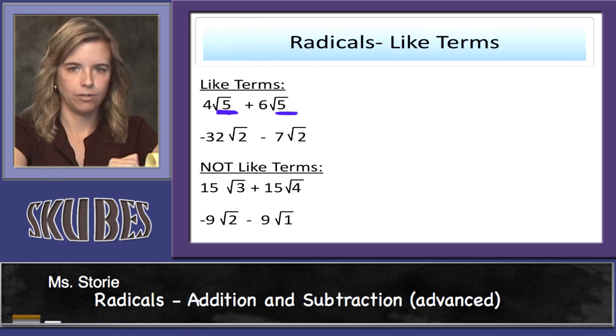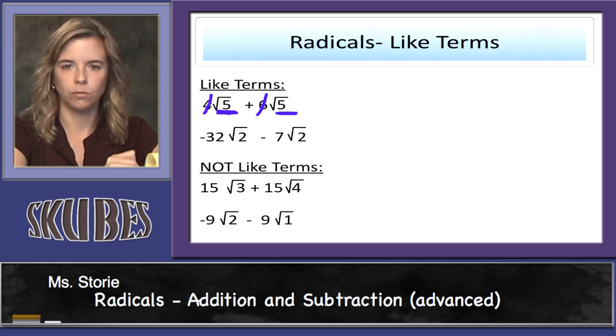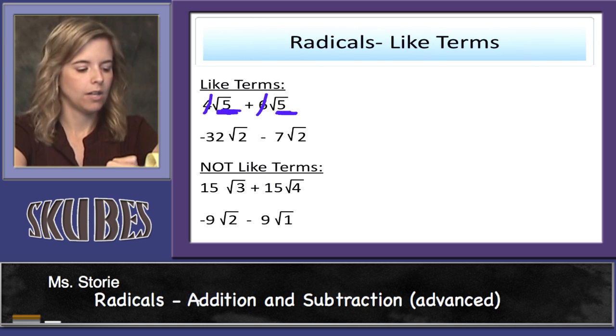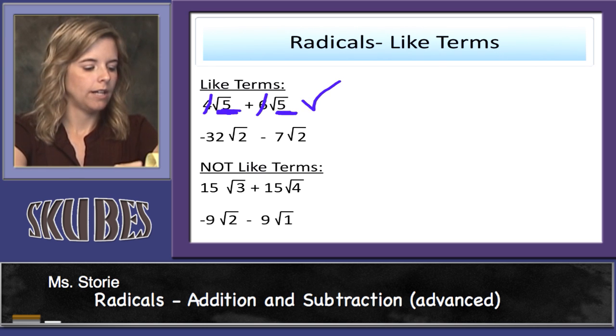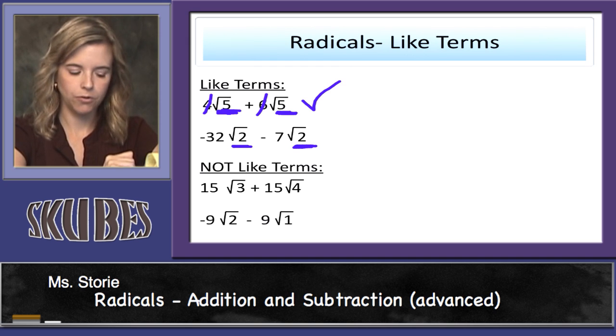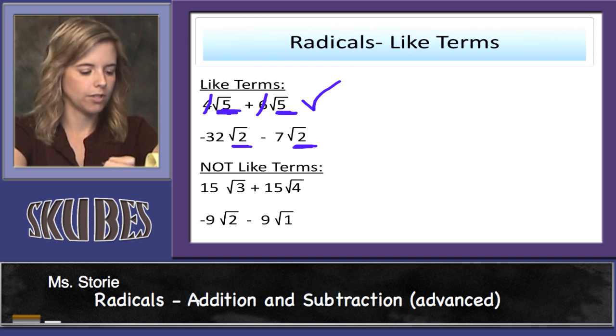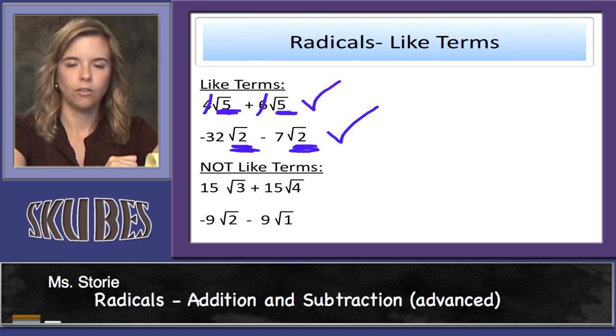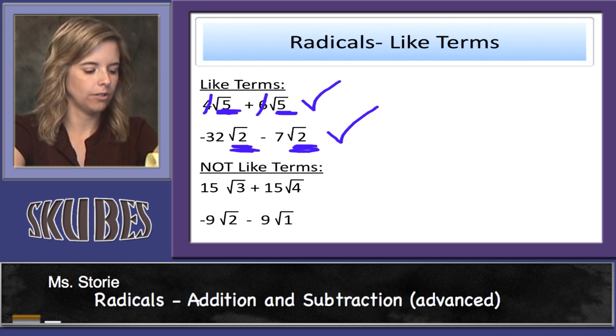Are those like terms? Absolutely. It doesn't matter what's going on with the coefficients at all. We're not looking at those. We're only looking at the radicals. So yes, those are like terms. Now how about here? You have a radical 2 and a radical 2. The radicands match. They're both 2. We don't care what's going on with the coefficients, but since the two 2's match, then yes, those are like terms.